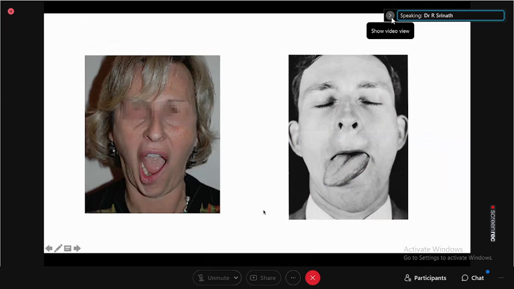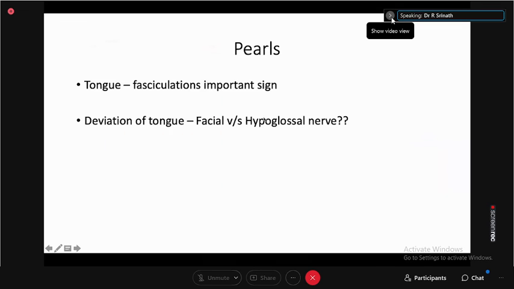And also you can try and correct the mouth, the deformity in the facial nerve. It becomes normal. Here it doesn't still become normal for tongue weakness. So tongue fasciculations are one of the important early signs for a motor system disease, especially amyotrophic lateral sclerosis. And I've already mentioned the difference between facial and hypoglossal nerve weakness.